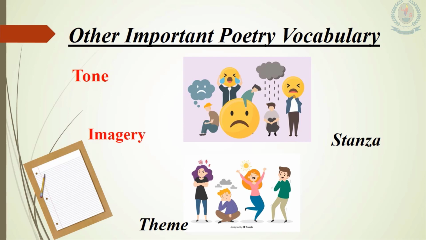Okay, the next one is theme. Theme is the central message of a literary work or the idea the author wishes to convey about that subject. It is not the same as the subject, which can be expressed in one or two words. Now I can give you some possible themes.